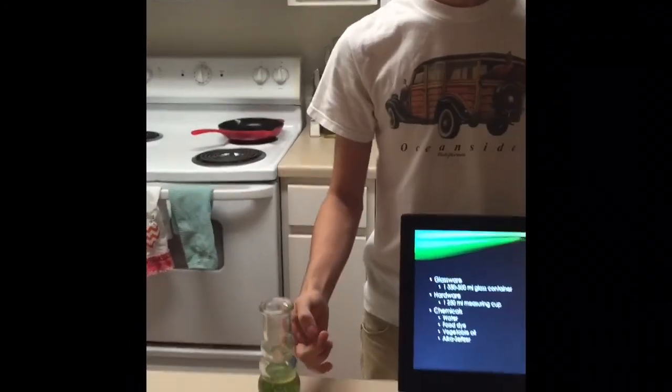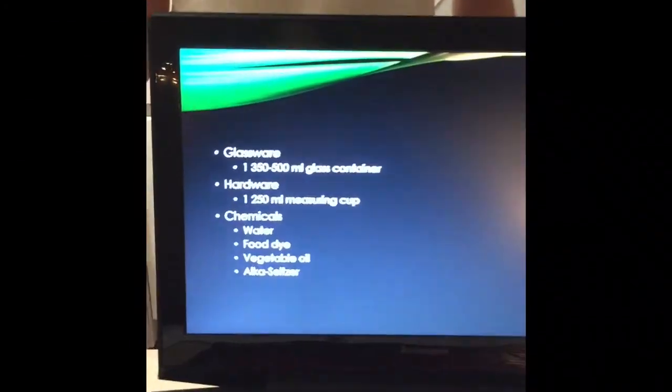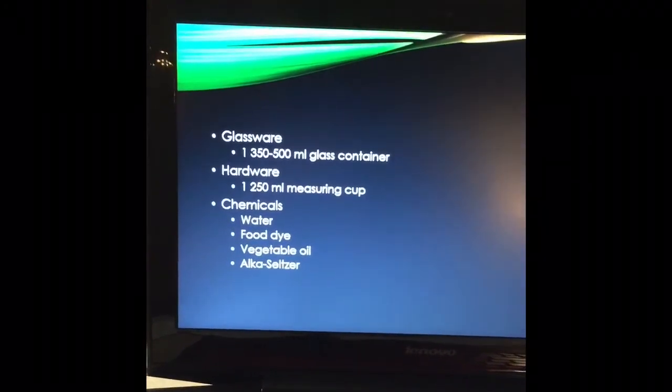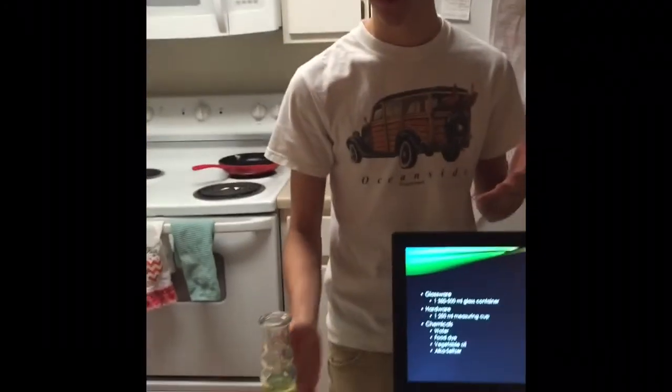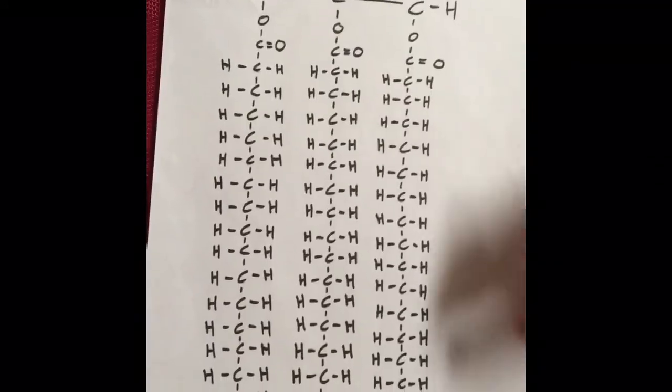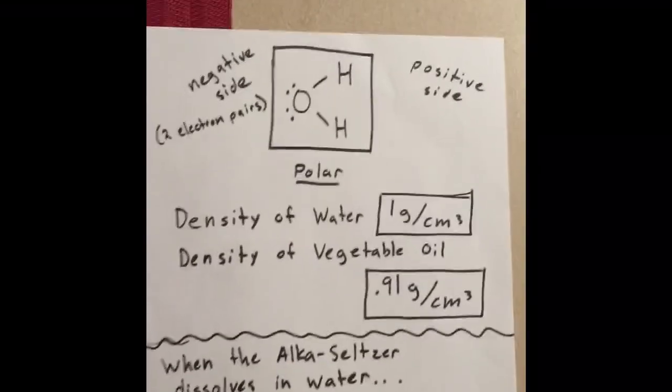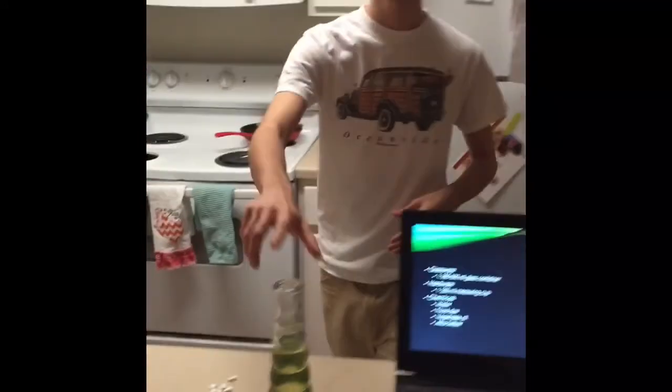So with that being said, the main two solutions we have today are vegetable oil and water. When you mix the two together, well, actually they don't mix, they are separate because vegetable oil is a non-polar molecule and water is polar. So they won't mix no matter how hard you try to mix them.